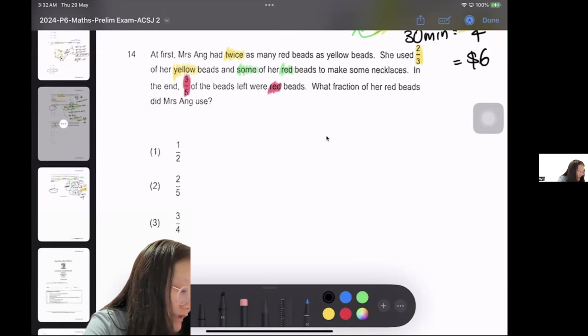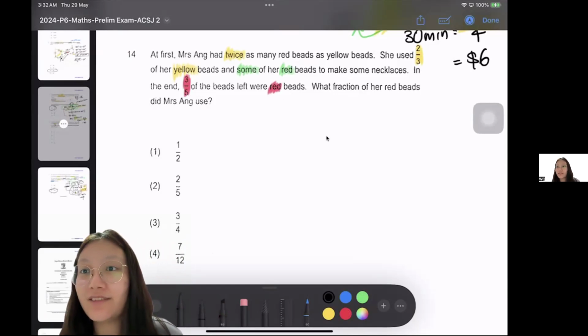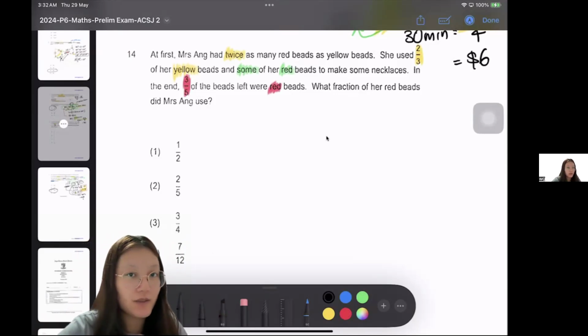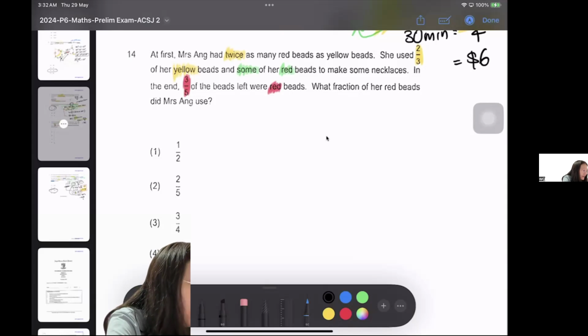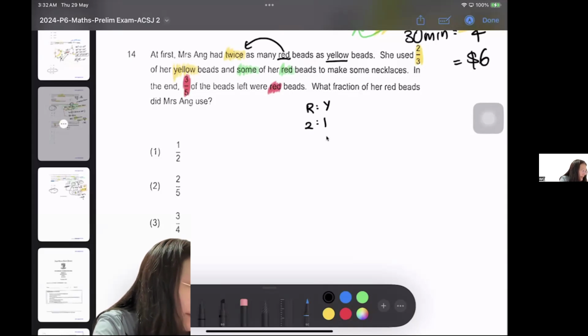So let's write down every single piece of information. Always remember to write down every single piece of information when you're doing your question, okay? Write down sentence by sentence. So firstly, red is to yellow is 2:1 because red has twice as many as yellow, right? Red is twice. Then the next part is she used 2/3 of her yellow beads and some of the red beads.